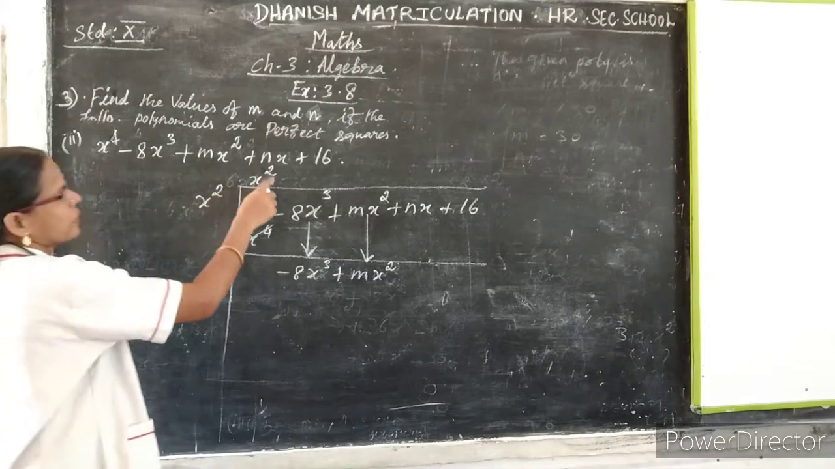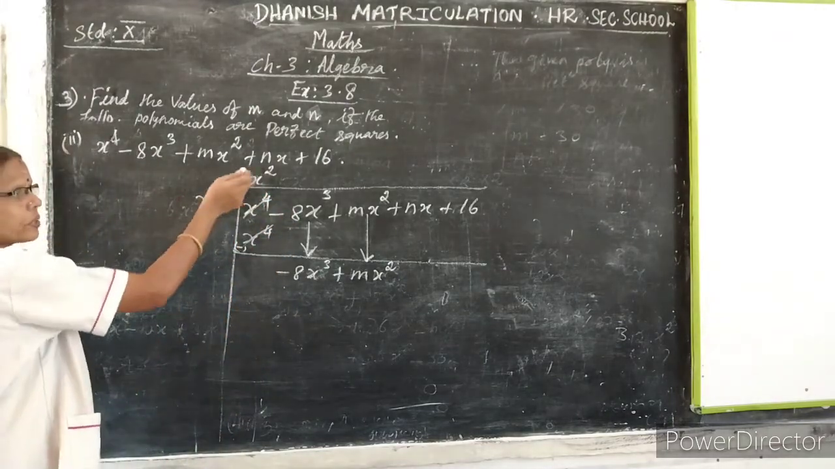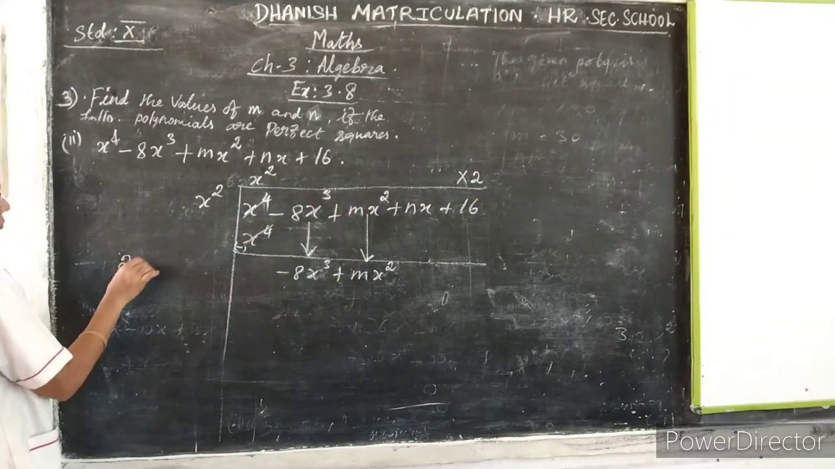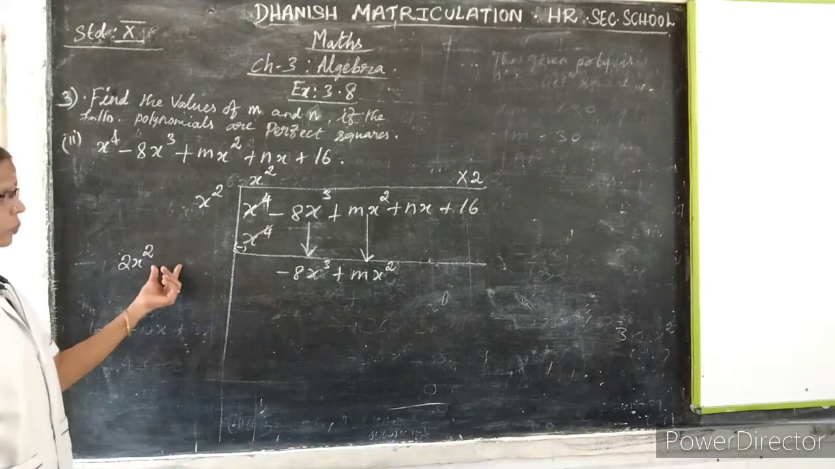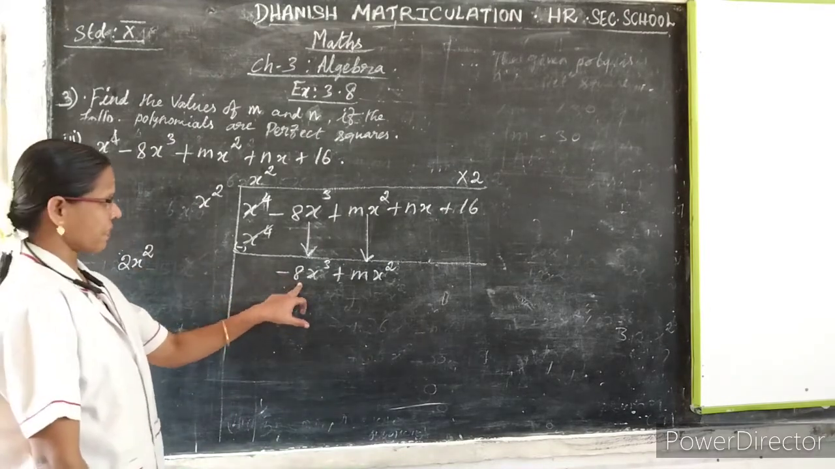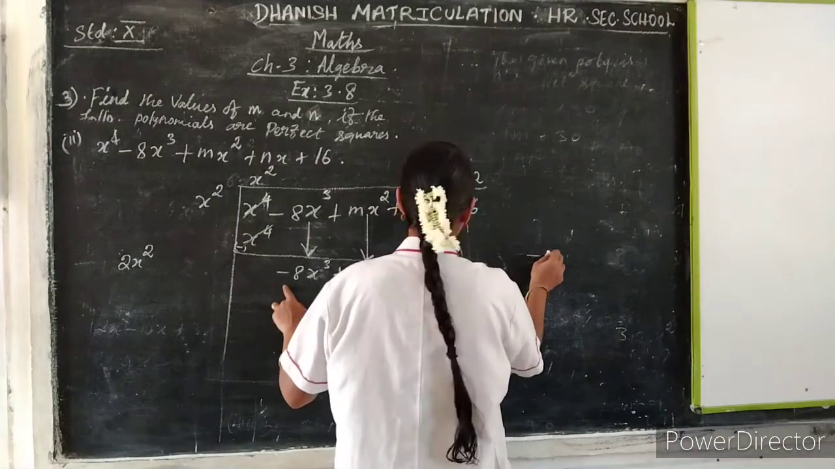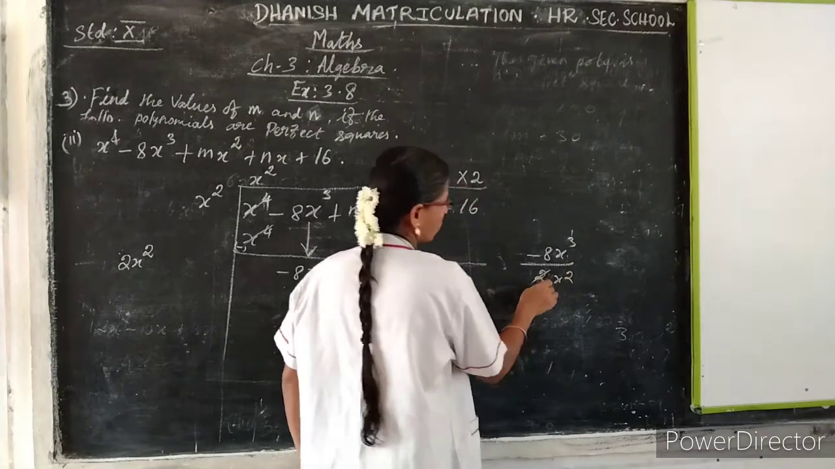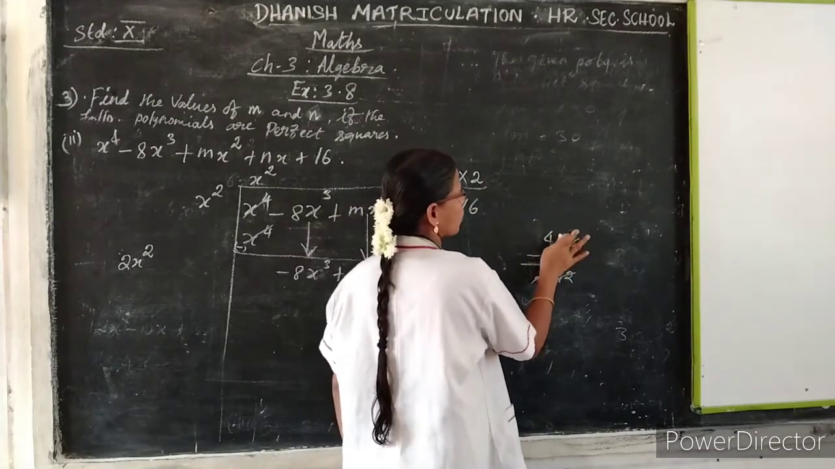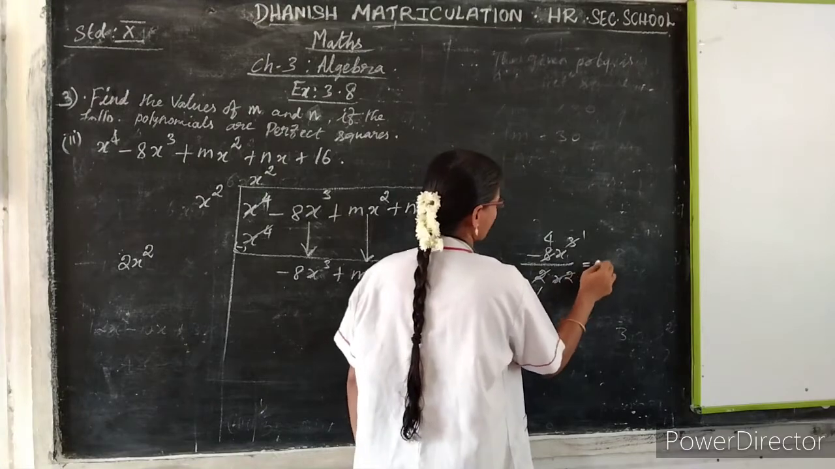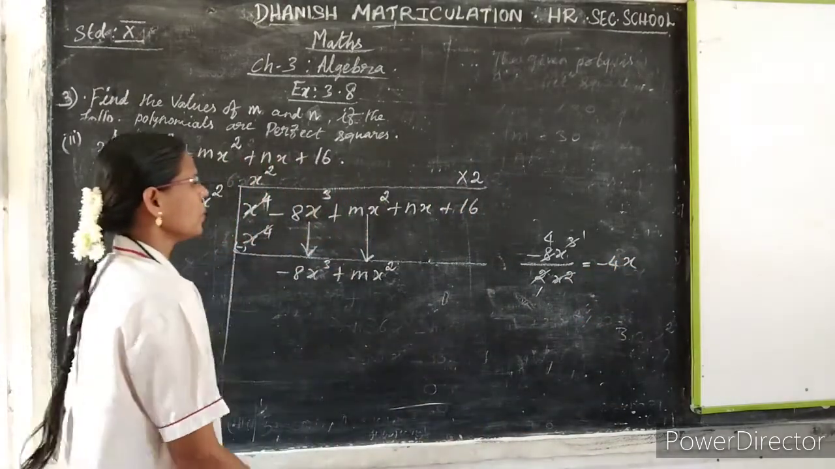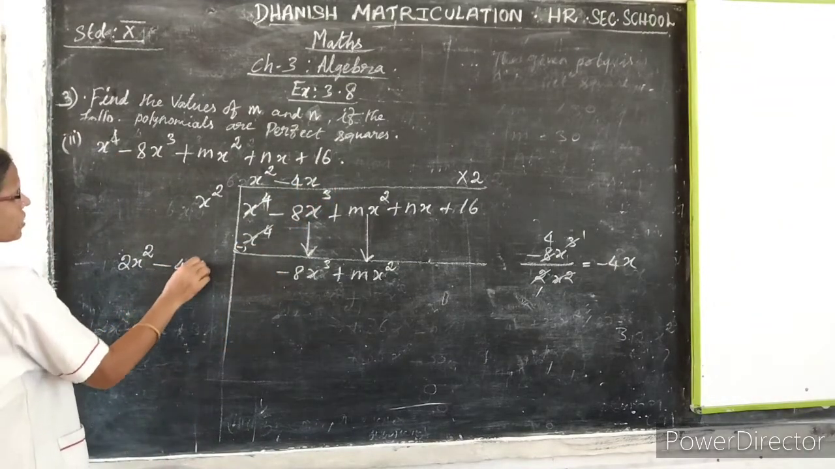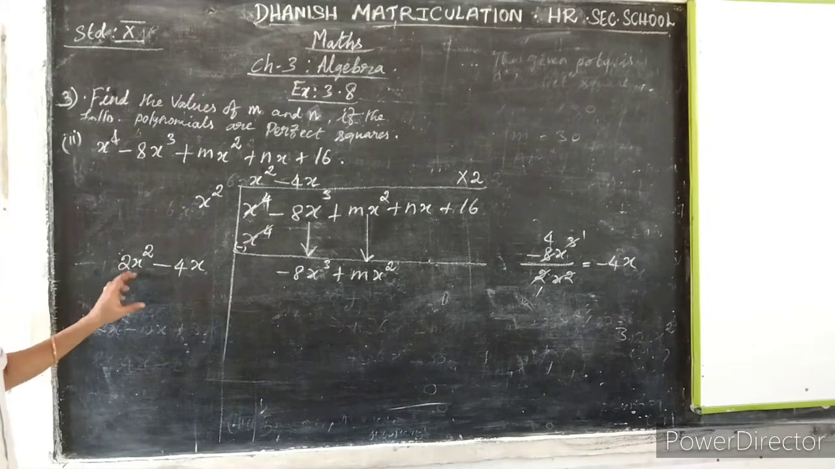Our divisor is 2 into this quotient, 2x square. To find one more divisor term, divide this first term by this first term, minus 8x cube divided by 2x square. 2 ones are 2, 4 times, x square into x cube, x is balanced. So minus 4x is our new quotient. Here also write minus 4x. This is the new divisor with the two terms.